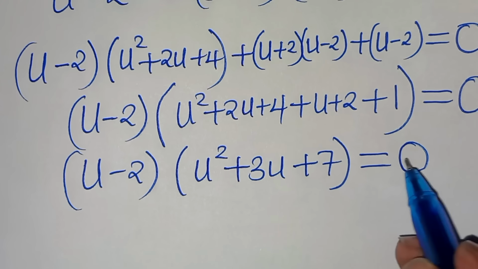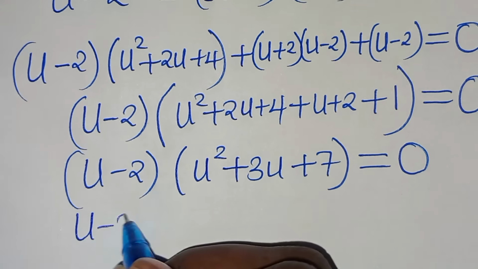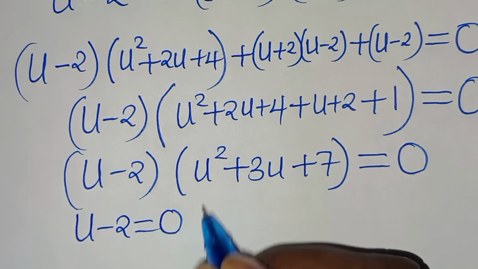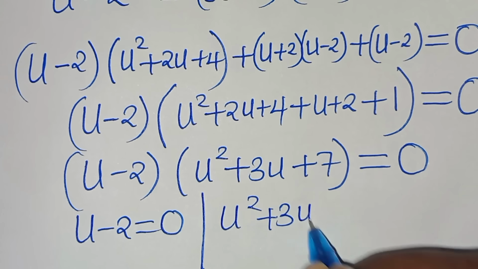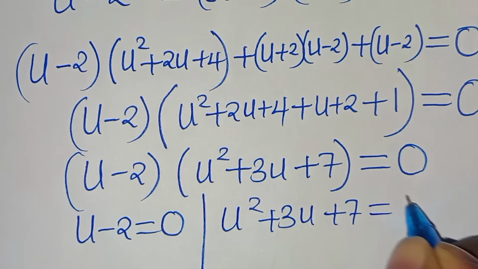So we have two parts here. The first part is u subtract 2, this is equal to 0. And the second part here, we have u squared plus 3u plus 7, this is equal to 0.